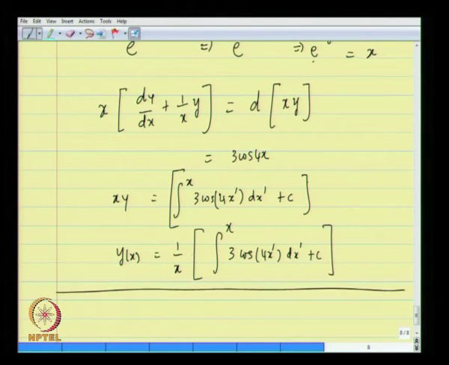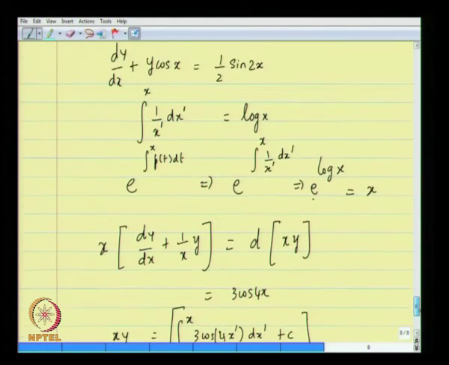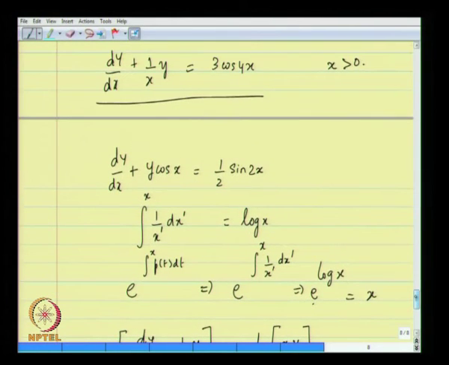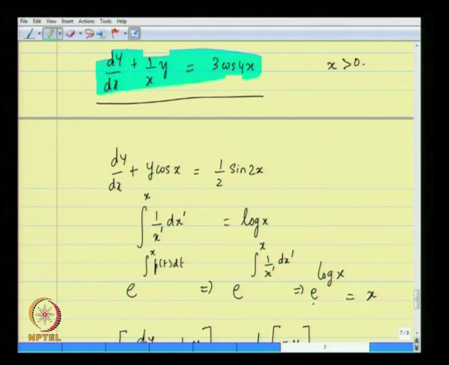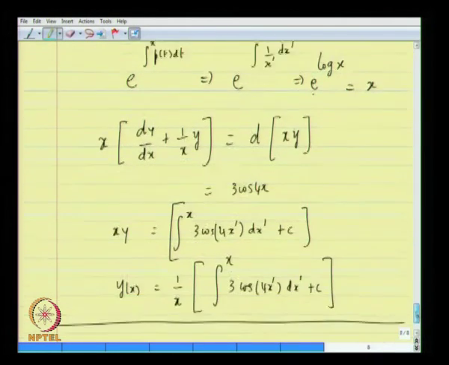So, if you do the differential of this, you will see that this equation is satisfied, namely dy by dx plus 1 by x of y. If you calculate the left hand side with the differential and then multiply y with 1 by x, you will see that the sum gives you 3 cos 4x. So that is a verification.